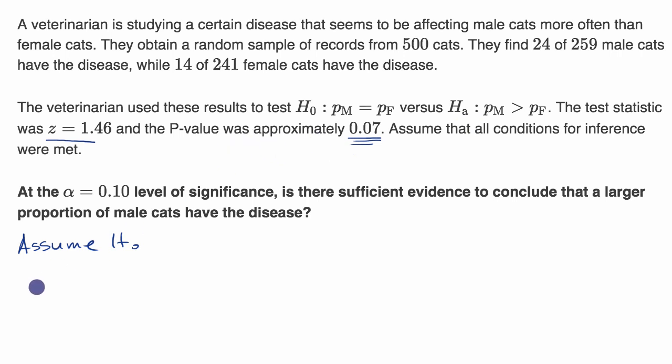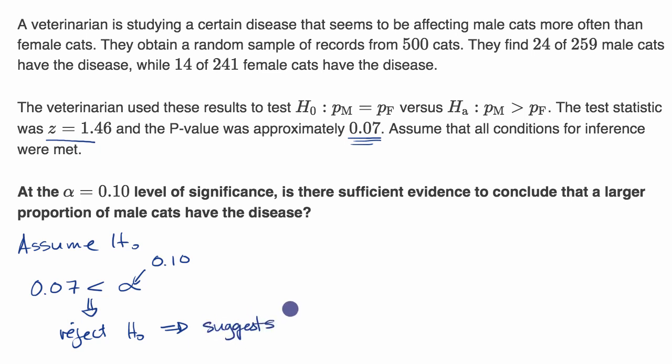And so here, our p-value is 0.07, which is indeed less than our alpha, which is less than our significance level. This thing right over here is 0.10. And so because of that, we would reject the null hypothesis. Reject null hypothesis, which is, we could say, there is sufficient evidence to conclude that a larger proportion of male cats have the disease. So we could say it suggests the alternative hypothesis.